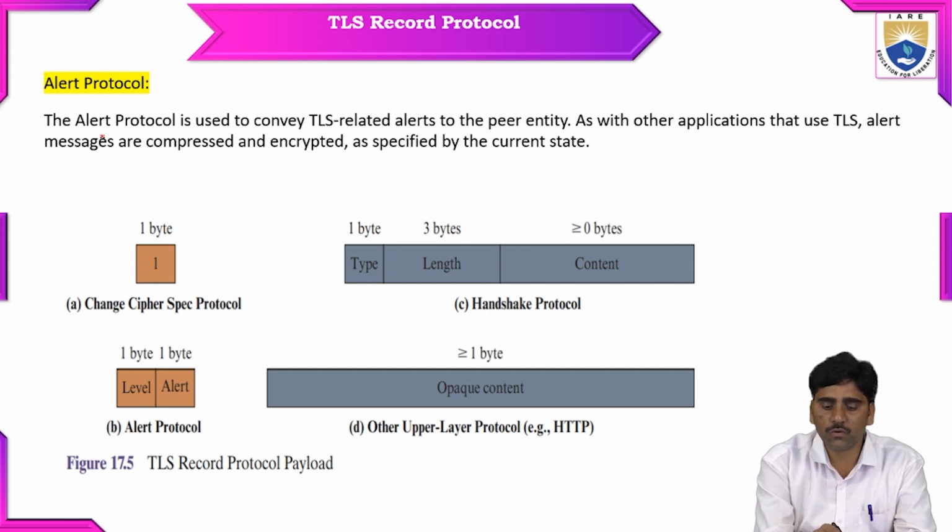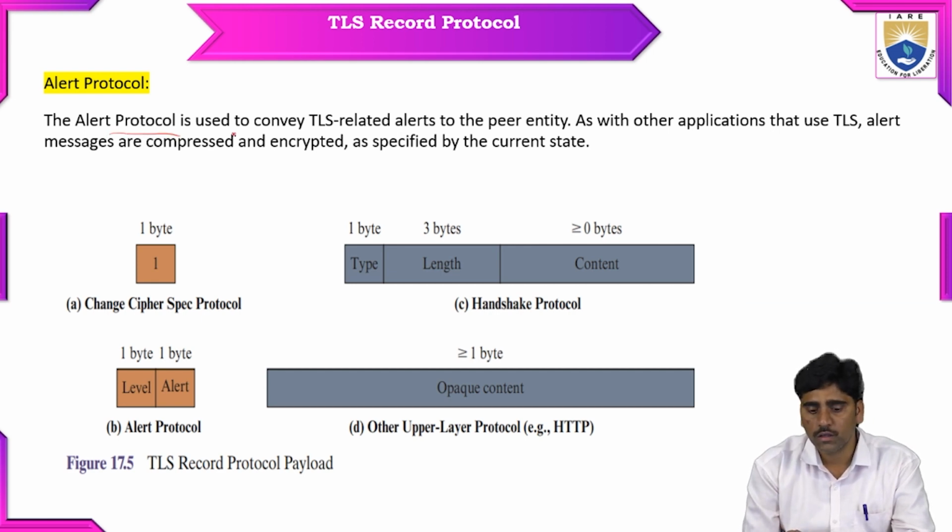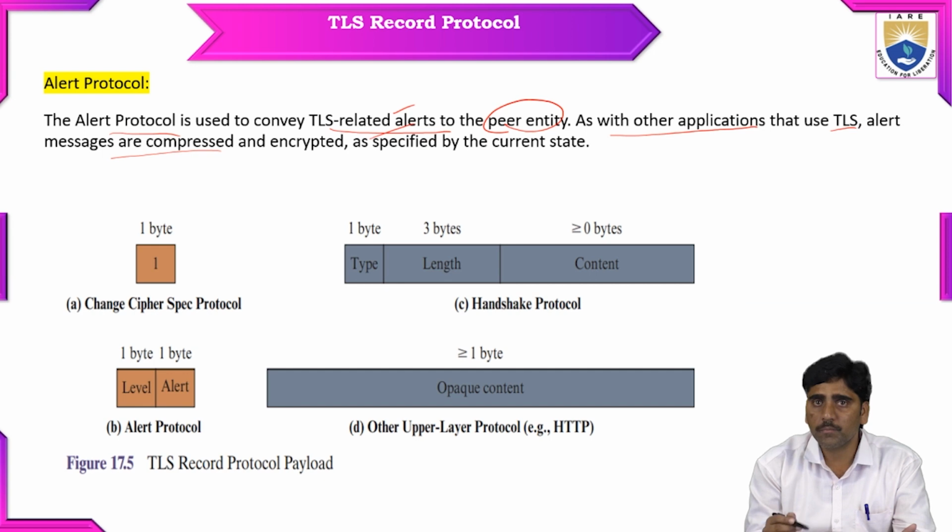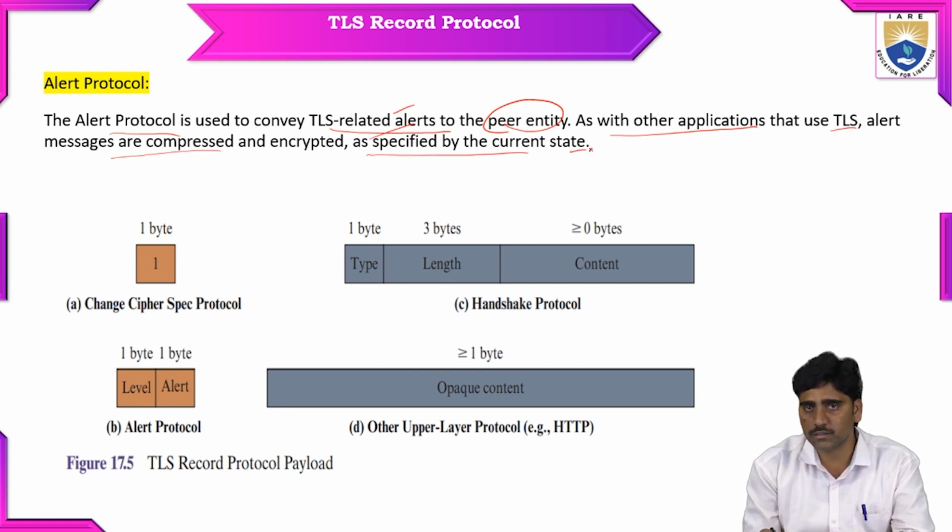And here, the alert protocol. The alert protocol is used to convey TLS related alerts to the peer entity. As with other applications that use TLS, alert messages are compressed and encrypted, as specified by the current state.